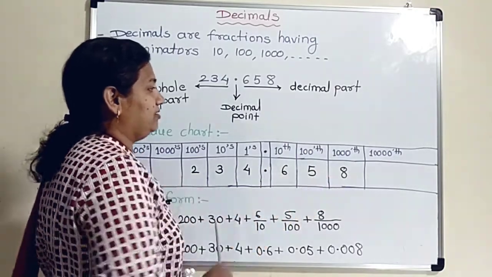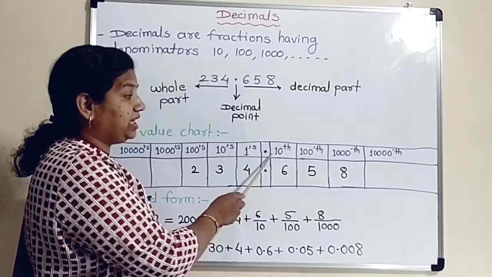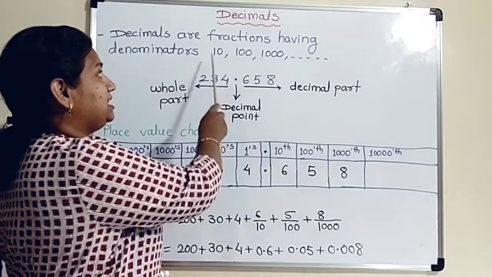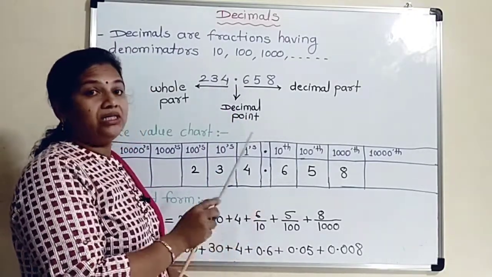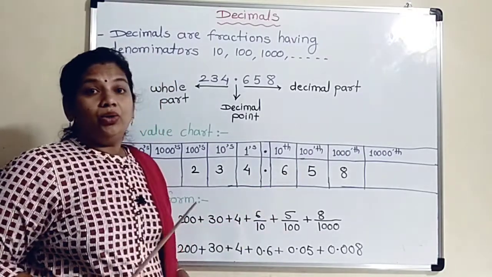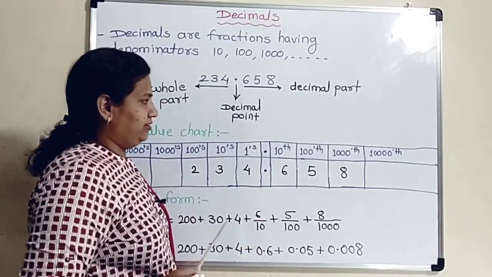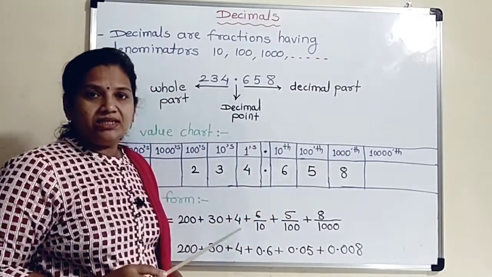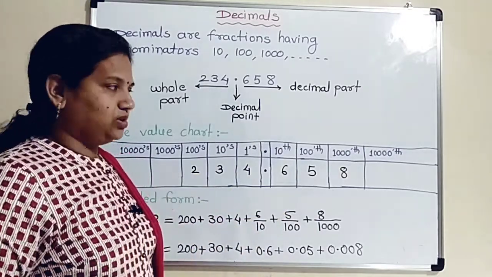But to the right side, the digit 6 is in tenth place. Tenth means the denominator is 10. As I said, they are the fractions, right? So 6 means the place value is 6 by 10. 5 is in hundredth place. So the place value of 5 is 5 upon 100, right? And 8 is in thousandth place. That means the place value of 8 is 8 upon 1000.